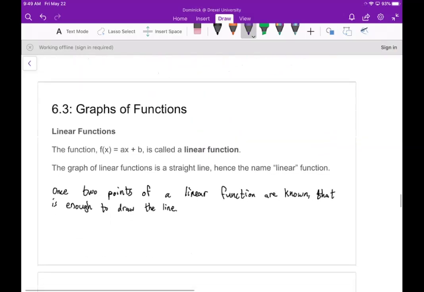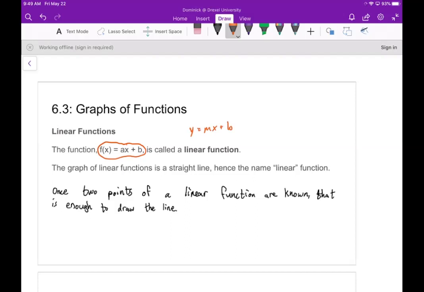Now, the next type of graph that we can talk about is a linear function. So if you have something that looks like or can be written like ax plus b, or something times x plus something else, we refer to that as a linear function. And you might have seen this before in the form, usually we say mx plus b, where m is your slope and b is your y-intercept.